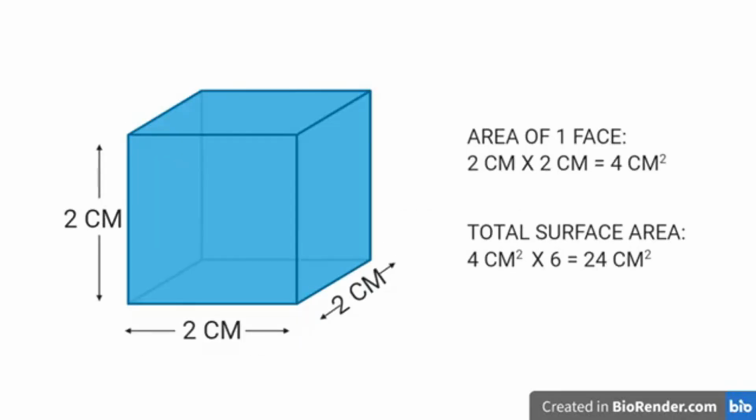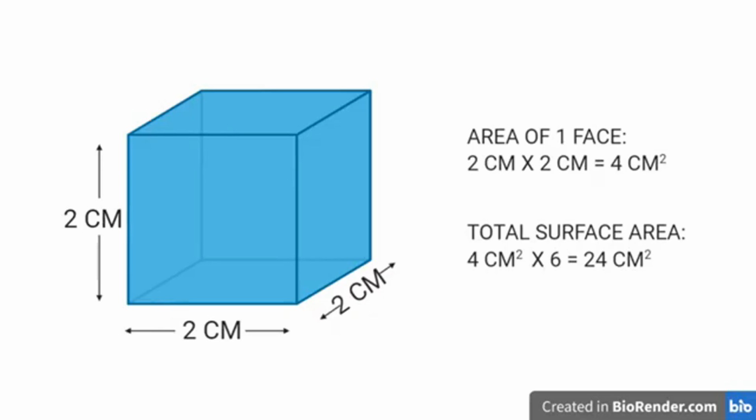Think of it this way. Here's a cube where each side length is 2 centimeters. To find out the total surface area of this cube, you must figure out the area of one face and multiply it by 6 because each side on this cube is equal. The area of one face on the cube is 4 centimeters square. That means the total surface area of this cube is 24 centimeters square.